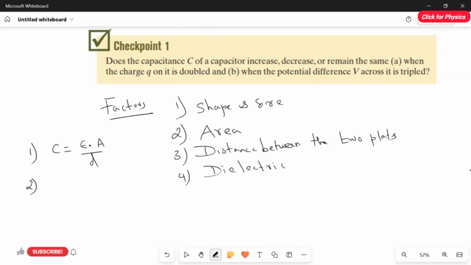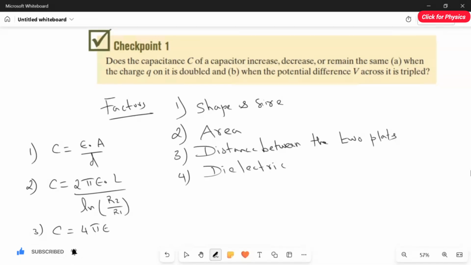And then for the cylindrical capacitor, the formula is given by C equals 2 pi epsilon naught L over the natural log of R2 over R1. Here R2 is the outer radius and R1 is the inner radius. And the third is the spherical capacitor, which is given by C equals 4 pi epsilon naught R1 R2 over R2 minus R1.